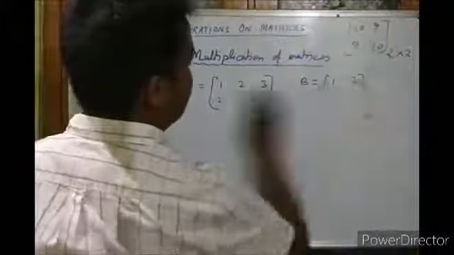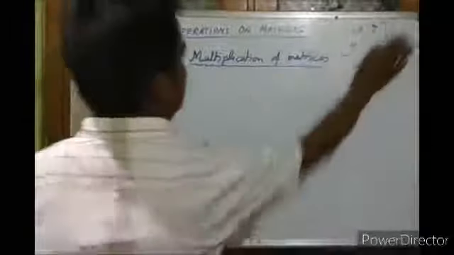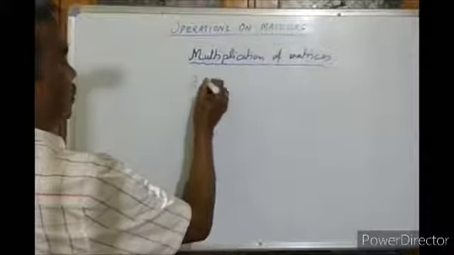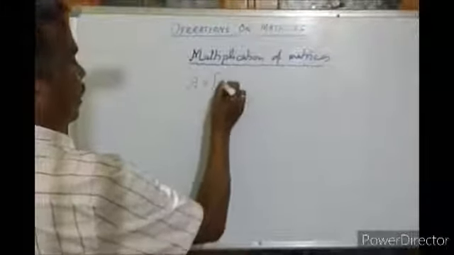So formally we can say how to define matrix multiplication. Formally we can define matrix multiplication in this way also. Suppose A is equal to A_ij.